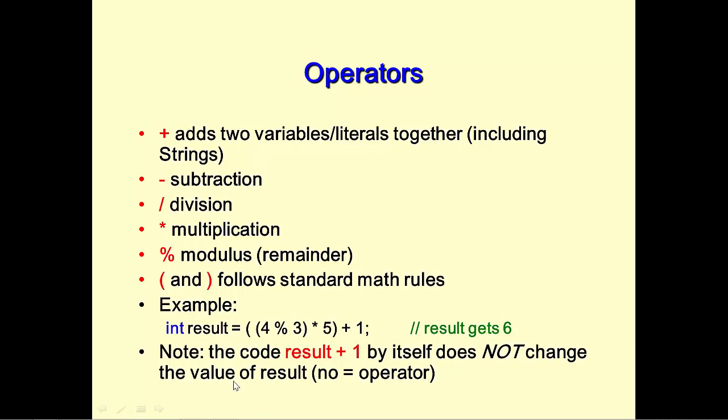Now realize one of the things that I've seen, especially new programmers, do is they try to increase the value of result, let's say by 1. And what they would code would be just result plus 1. Understand that this doesn't really change the value of result. It does resolve to result plus 1, but it doesn't update the value of result. So in other words, it's not going to change the value of result as an operation.